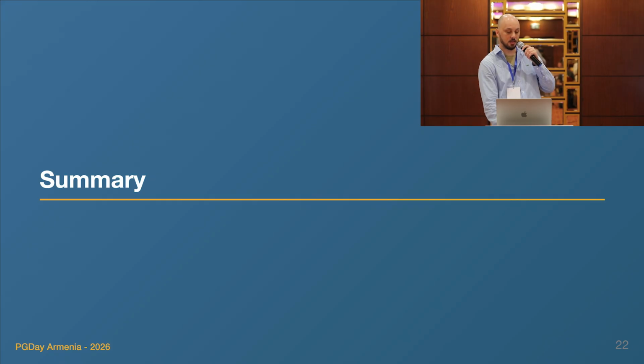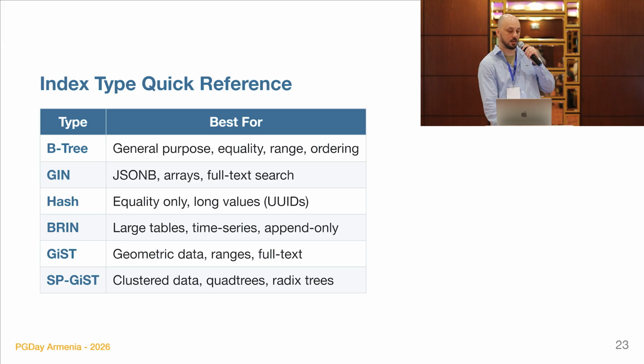And here I have a quick summary of where to use every index type. The B-tree is general purpose, very flexible, supports equality, range, and ordering operations. The GIN we use for composite data, JSONB, arrays, and full text search. The hash is only for equality, and for long values, since we're hashing them, we're making them smaller.